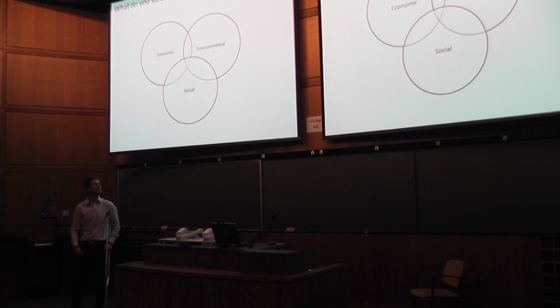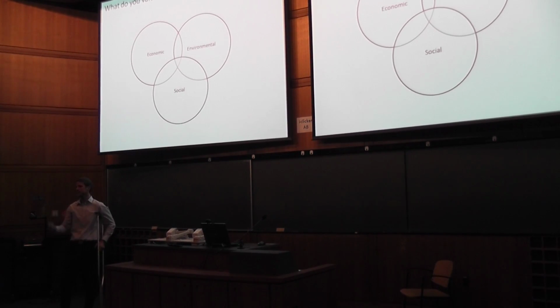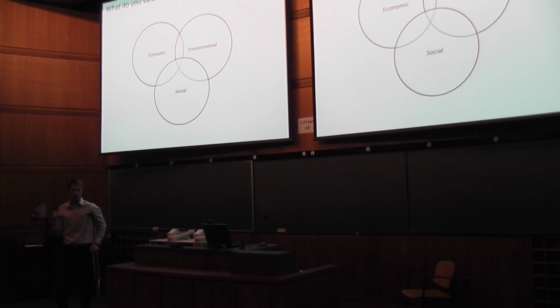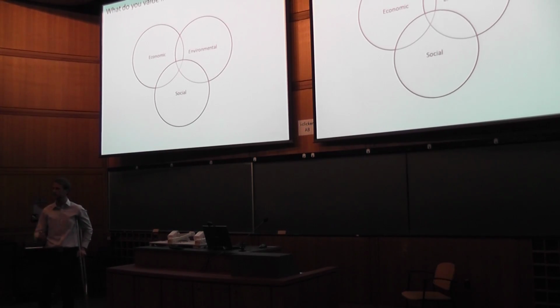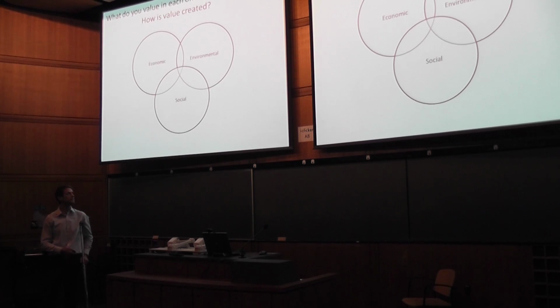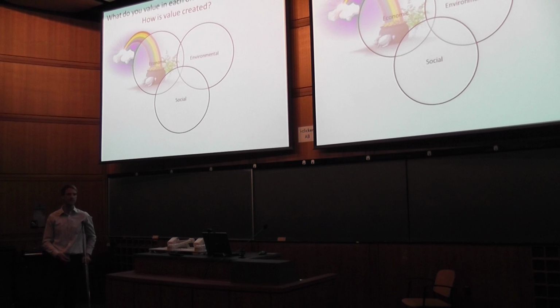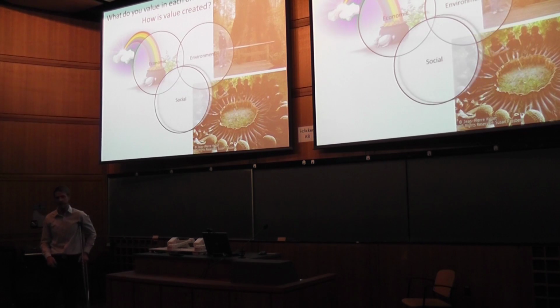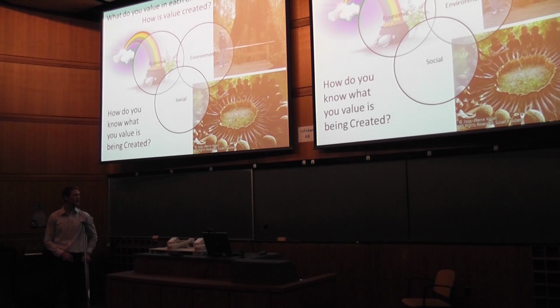Because when we talk about sustainability, we usually say environmental, economic, and social value, sustainability and the values in each one of these areas. But what do you value in each one of these categories? And also, more importantly, maybe how is value created in each one of these categories? So economic value, environmental value, and social value. And if we can all agree that we can create value, how do you know that what you value is actually being created?